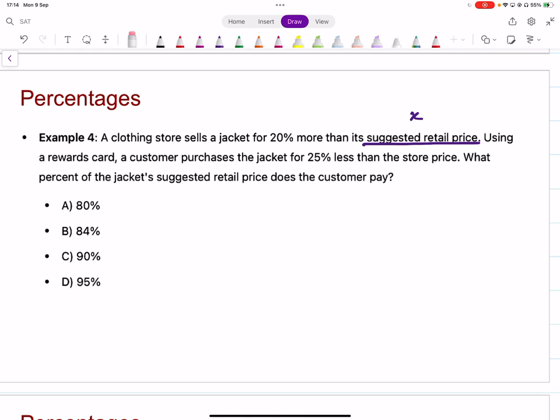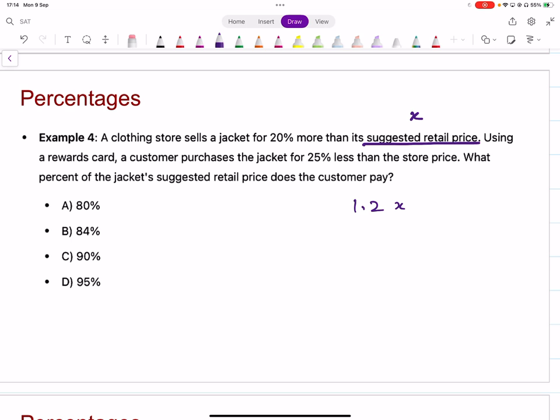Let's say the suggested retail price is X. Again, if you want to make it easier, you can start with a number. Start with 100, for instance. Let's say the original amount was 100. Or just X. They're selling it for 20% more than the suggested retail price. So what are they selling it at? 1.2 times X. That's the price at which they are selling it. Okay.